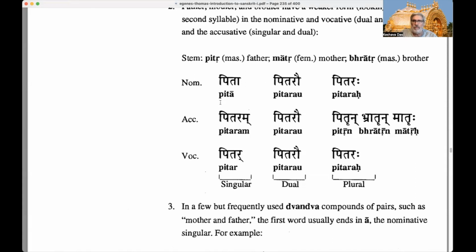So nominative: pita, pitarau, pitaraha, pitaram, pitarau, pitrin, but also bratrin and matrihi. And then vocative: pita, pitarau, pitaraha. So probably the best thing to do, I would suggest, is that he's given it in a very concise form here. It's better to write out these declensions in full: datri, swasri, pitri, matri, and bratri. Write them all out in full and go through them and learn them that way.